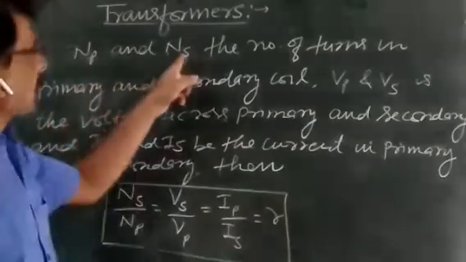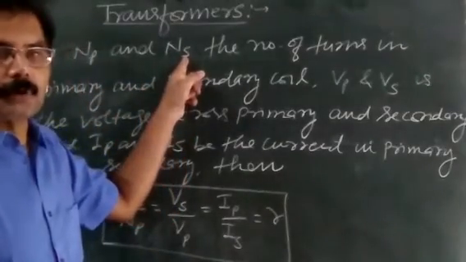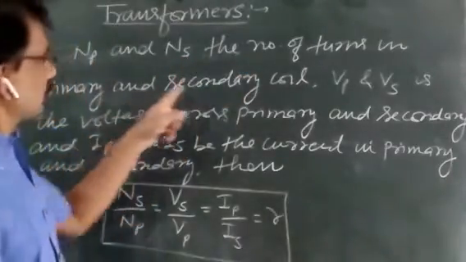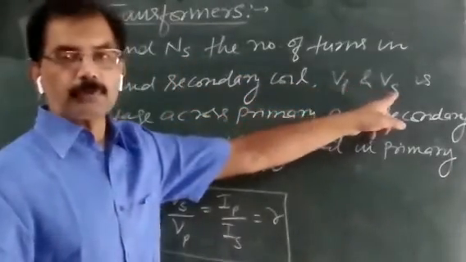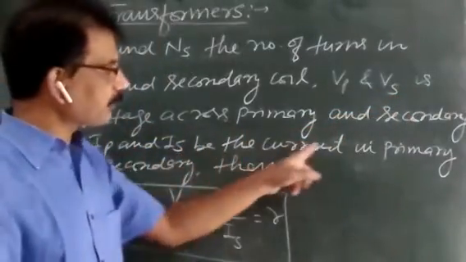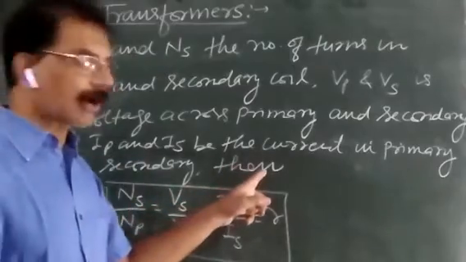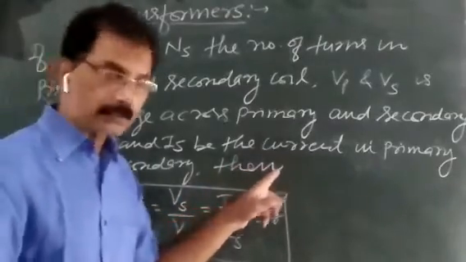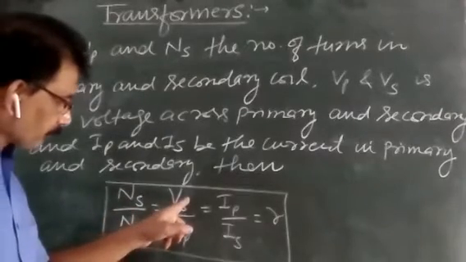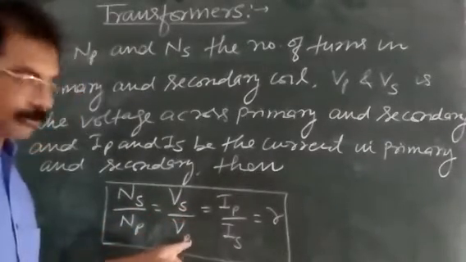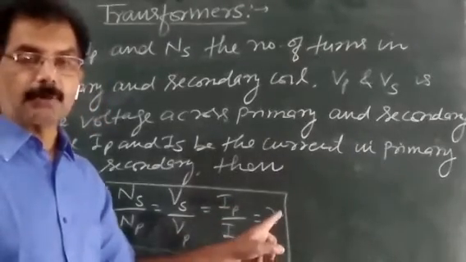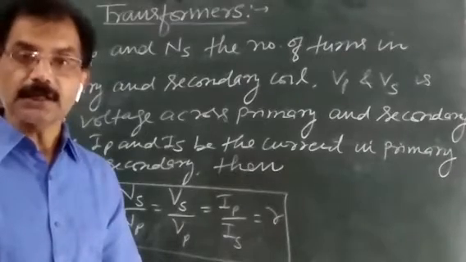If Np and Ns are the number of turns in the primary and secondary coil of a transformer, Vp and Vs are the voltage across the primary and secondary coil, and Ip and Is are the current in the primary and secondary coil of the transformer, then Ns/Np = Vs/Vp = Ip/Is = r, and this term r is called the transformation ratio.